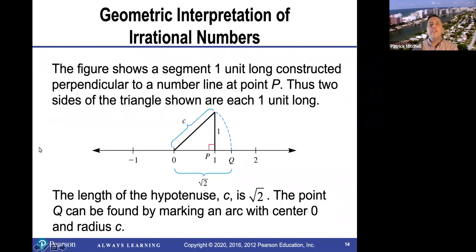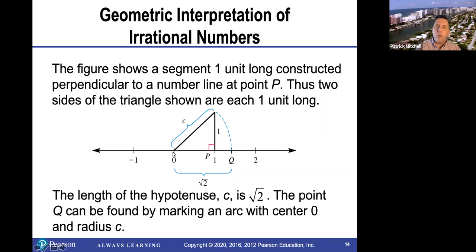Okay. The geometric interpretation of irrational numbers. This figure shows a segment 1 unit long, constructed perpendicular to a number line at point P. Thus, two sides of the triangle shown are each 1 unit long. All right, so this side of the triangle is 1 unit long. This side of the triangle is 1 unit long. So by the Pythagorean theorem, remember the Pythagorean theorem, a squared plus b squared equals c squared, that would have to mean that the length of the hypotenuse is the square root of 2.